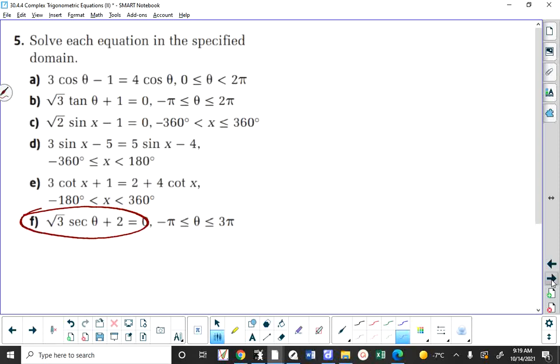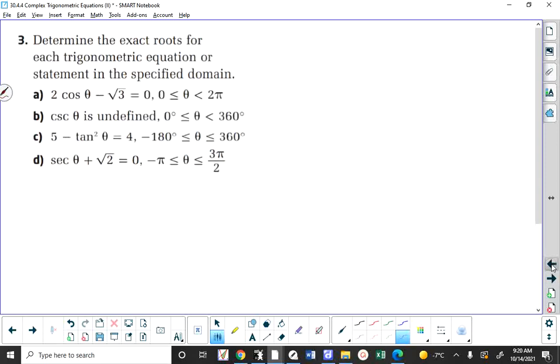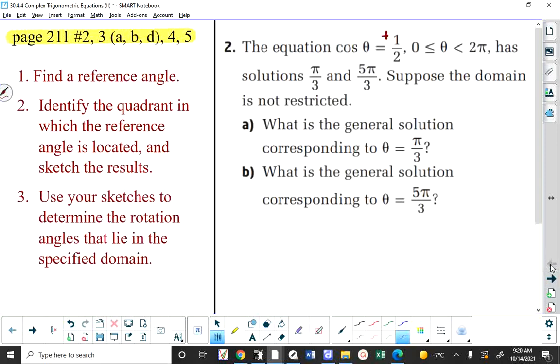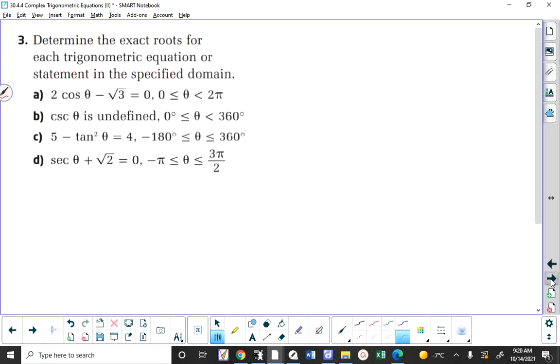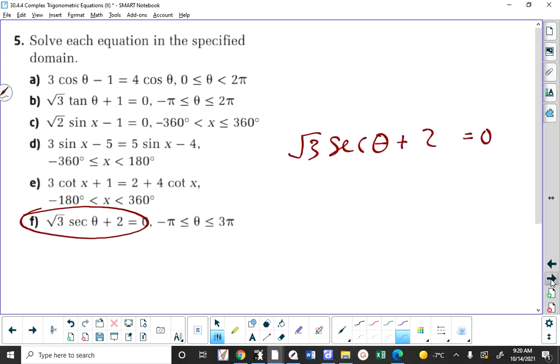So we have root 3 secant theta plus 2 equals 0. And I suspect that part of the issue here is this awkward domain. Okay, but let's go through the entire thing. If I have root 3 secant theta plus 2 equals 0, my first step, and what I'm doing here is I'm working towards finding the reference angle. But I cannot find the reference angle until I get a single trigonometric ratio equaling a number.